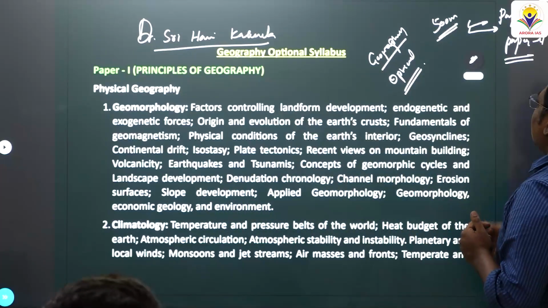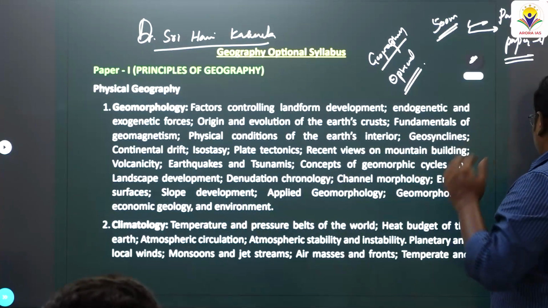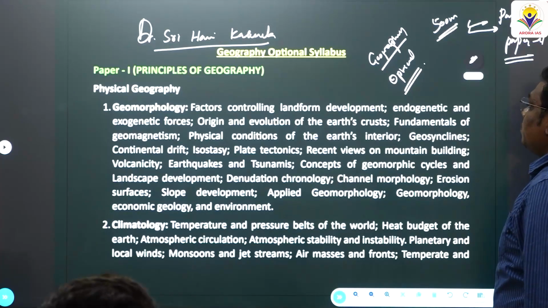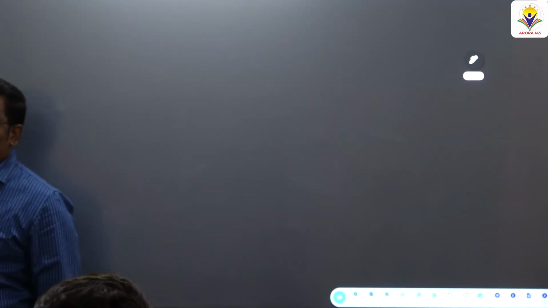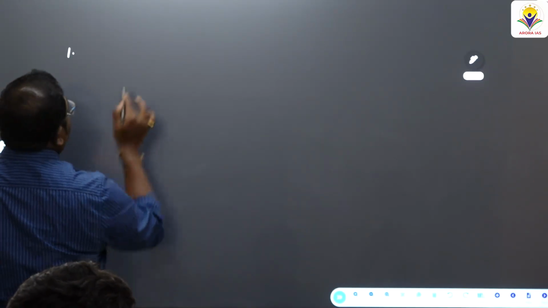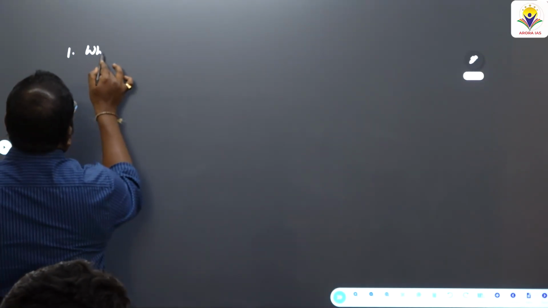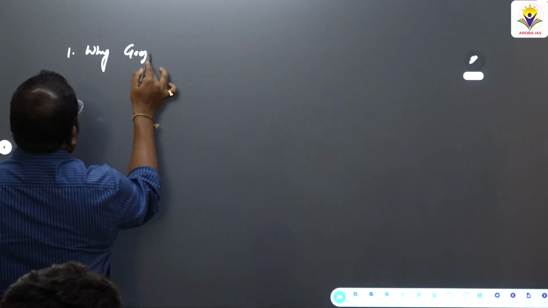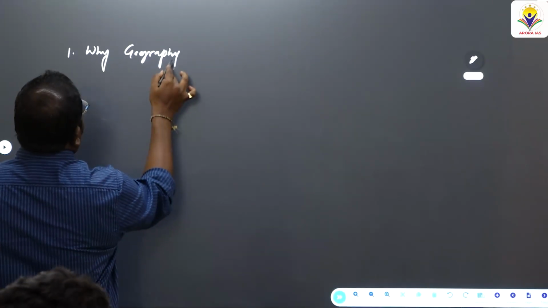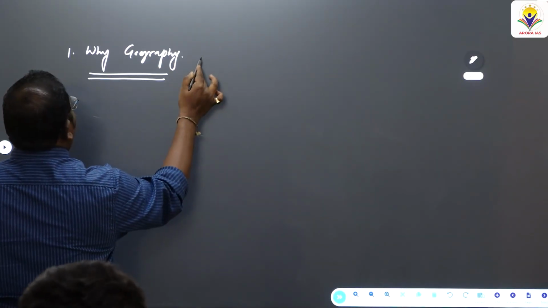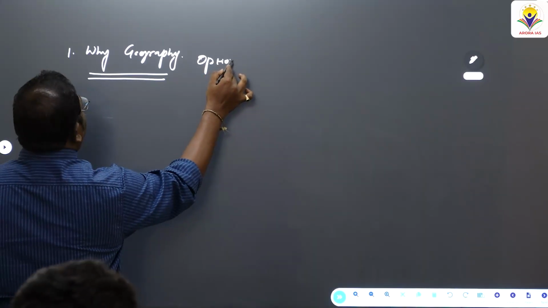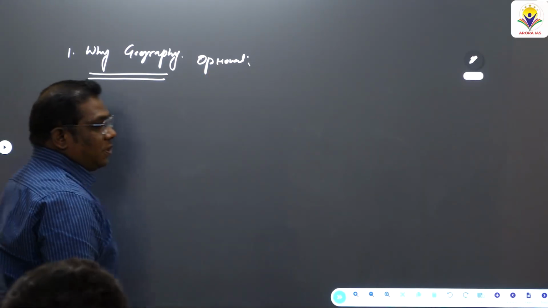So for this geography optional, before going deeper into the subject, before launching any one of the units of the syllabus, either climatology or geomorphology, let us briefly understand these points. Why geography is the most important optional, why geography is the most preferred optional, and what is the importance of geography.